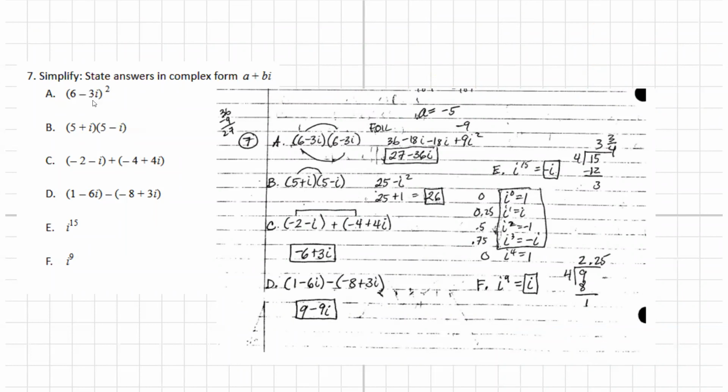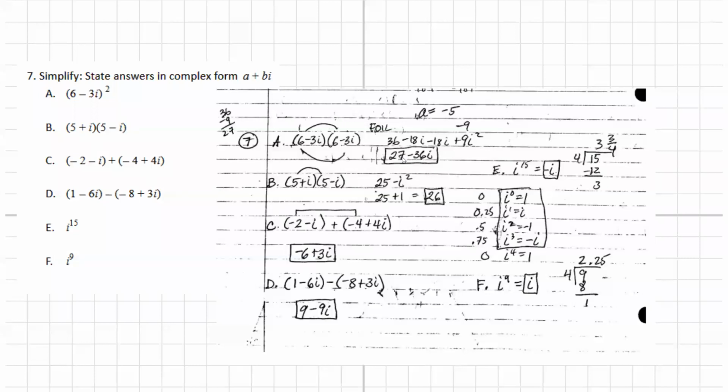How do you square this? 6 minus 3i squared. Well, 6 minus 3i times 6 minus 3i, I told you guys just to FOIL it. 6 times 6 is 36. The outer term, 6 times negative 3i, is negative 18i. The inner terms, negative 3i times 6, is another negative 18i. And then negative 3i times negative 3i is positive 9i squared. You never leave i squared in your answer. You always change it to -1. So -1 times 9 is -9. We add the 36 minus 9, we get 27 minus 36i.